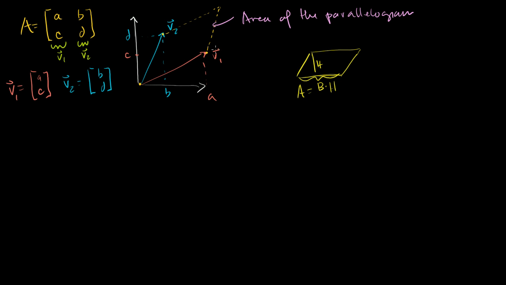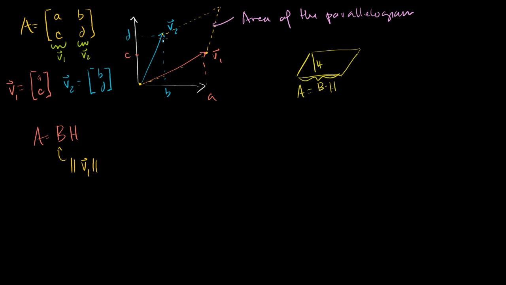Now, what are the base and the height in this situation? So let me write this down. The area of our parallelogram is equal to the base times the height. So what is the base here? The base here is going to be the length of our vector V1. So this is our base. So this right here is going to be the length of vector V1, the length of this orange vector right here. And what's the height of this parallelogram going to be?